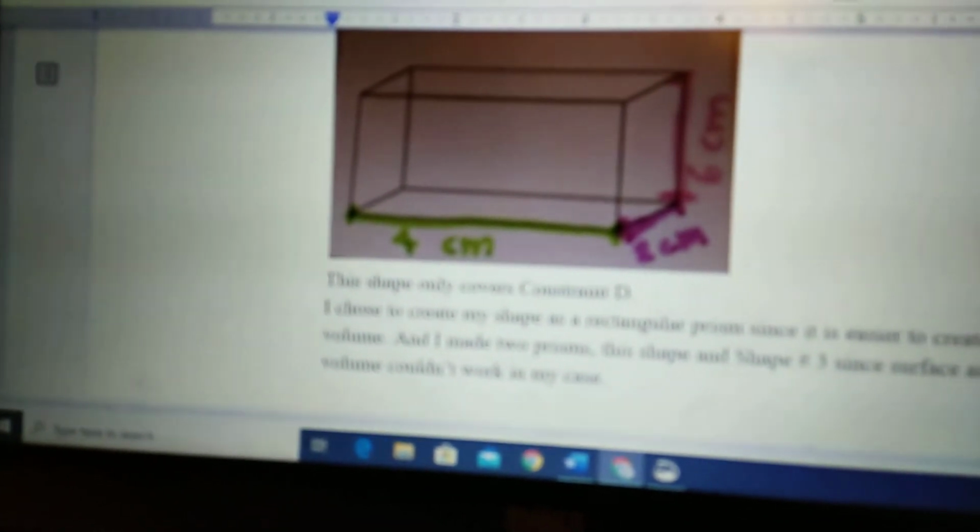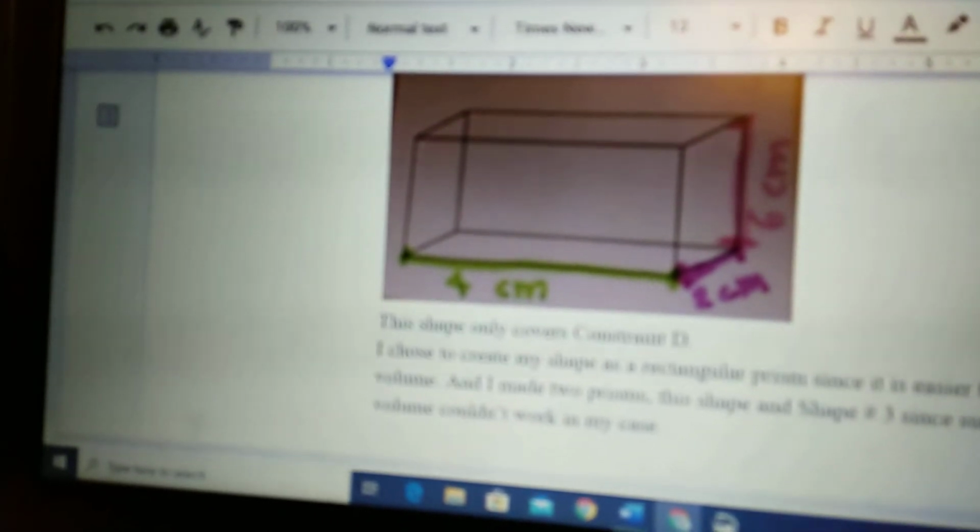Finally, shape 4 out of 4. This shape is also a rectangular prism. It only covers constraint D. And I chose to create my shape as a rectangular prism since it is easier to create a volume. I made 2 prisms for this problem, shape 4 and shape 3. Those are the two shapes. And surface area and volume couldn't work together in my book.